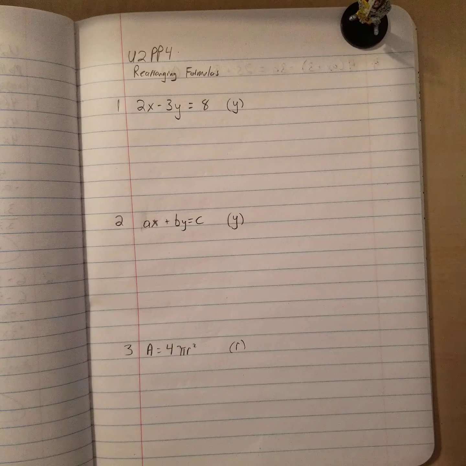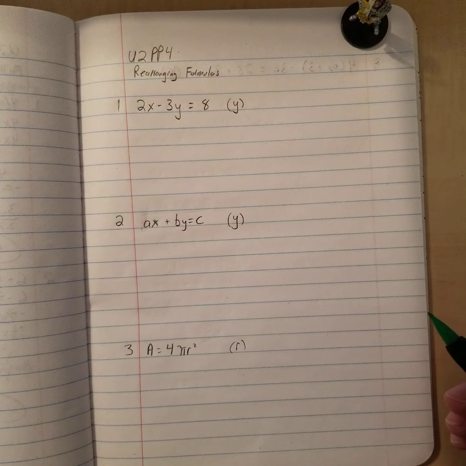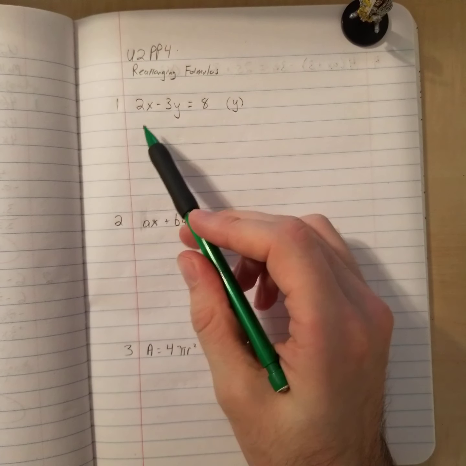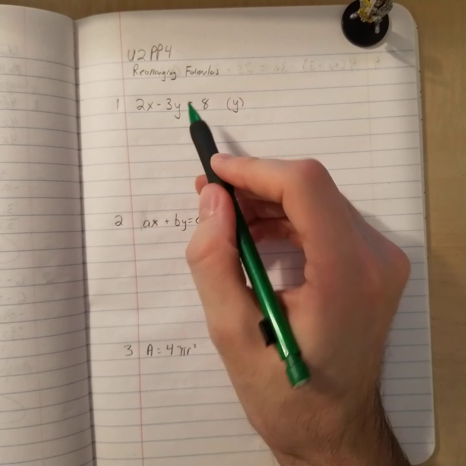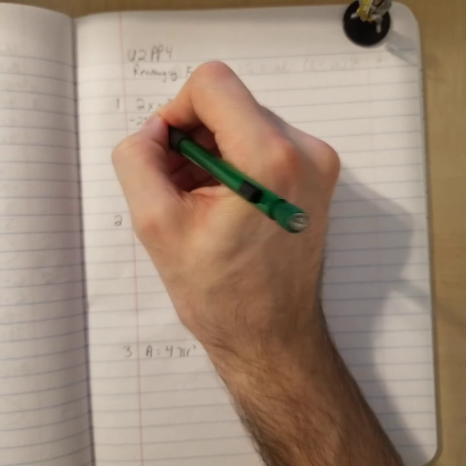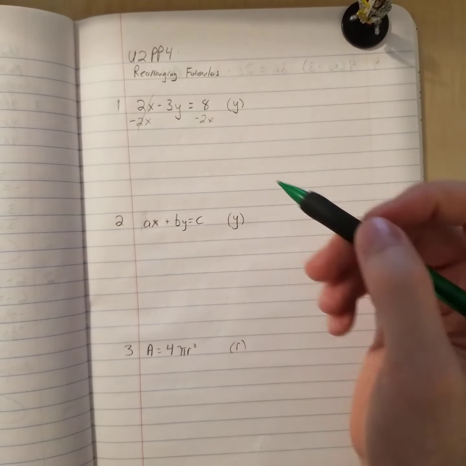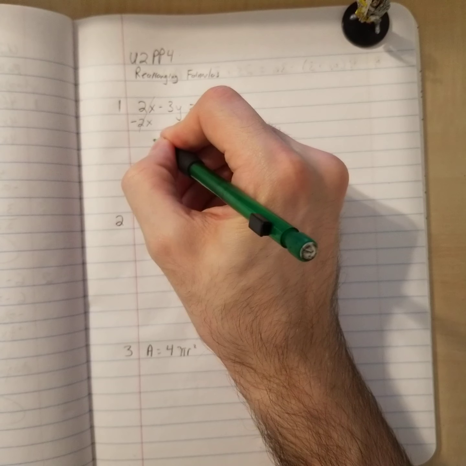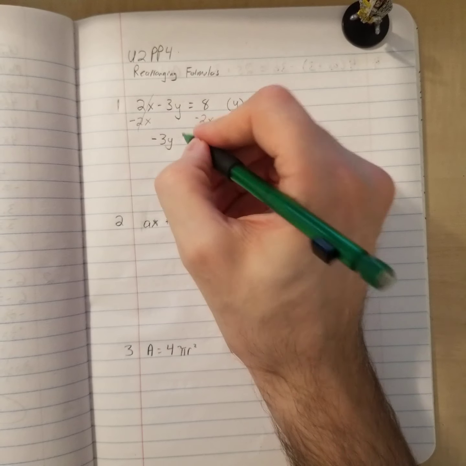Okay, so we want to solve this equation for y, and we're just going to use our properties of equality just like we have been doing for regular equations, but we just need to be mindful about what are like terms and what we can and cannot combine. So to get y by itself, I need to eliminate this x term. So I can subtract 2x from both sides. Over here, the 2x and the negative 2x will cancel out, which will leave me with negative 3y because this negative sign doesn't go anywhere.